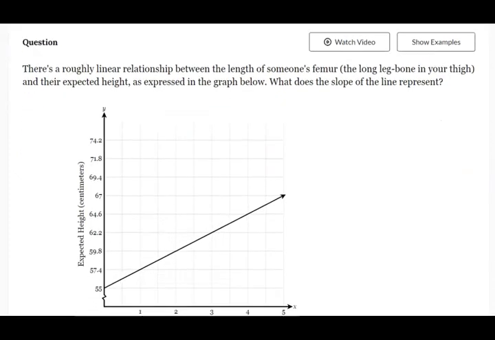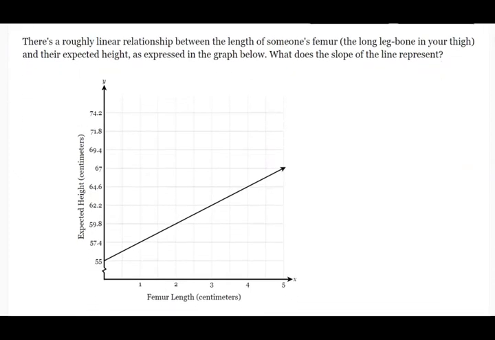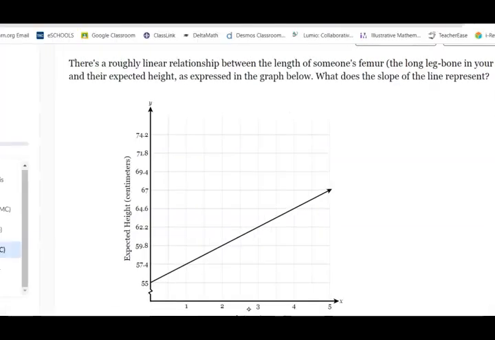So they're going to give you some data here. There's roughly a linear relationship between the length of someone's femur, that's here, oops, sorry.